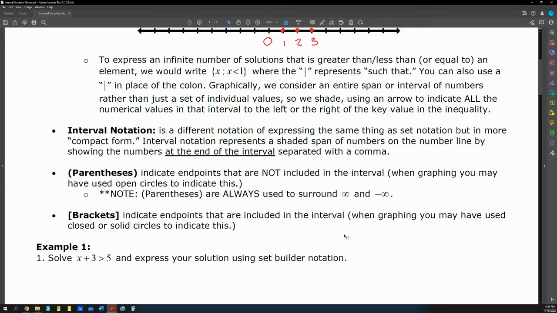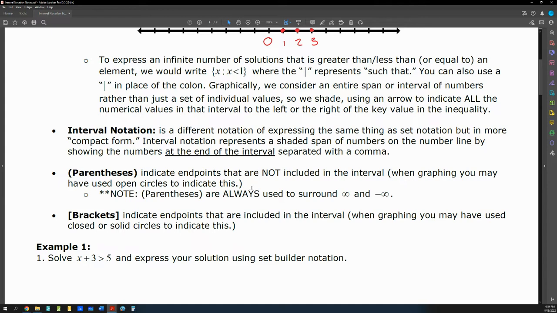Interval notation represents a shaded span of the numbers on the number line by showing the numbers at the ends of the interval, and we separate them with a comma. Now we show whether or not we want to include those key points, those key values, using either parentheses or square brackets. If we use parentheses, we're indicating that the endpoints are not included in the interval or the solution set. When graphing, these would be like our open circles.